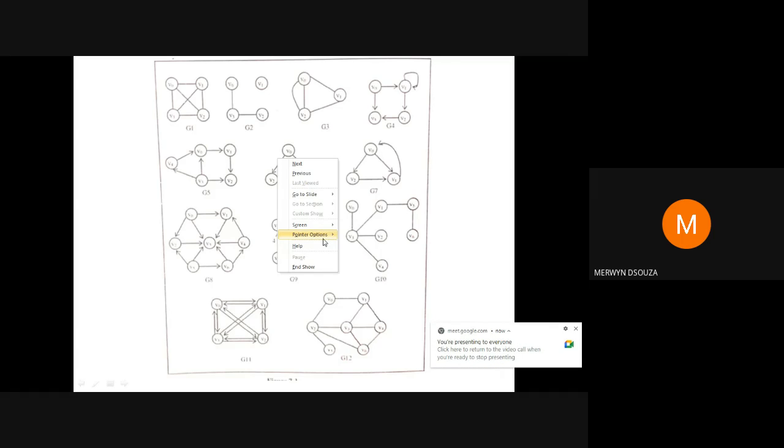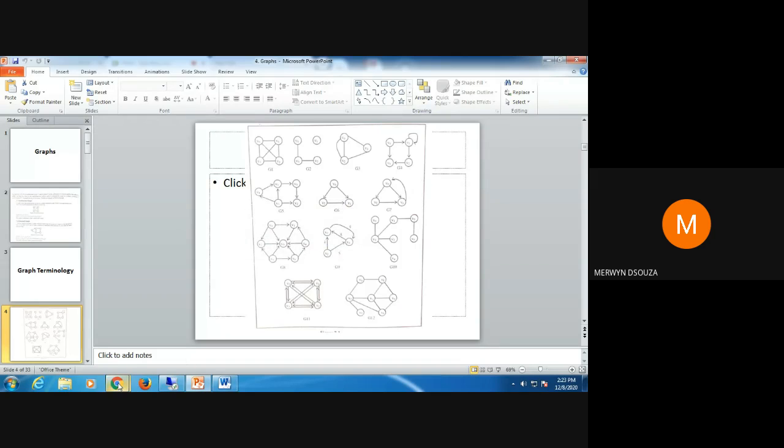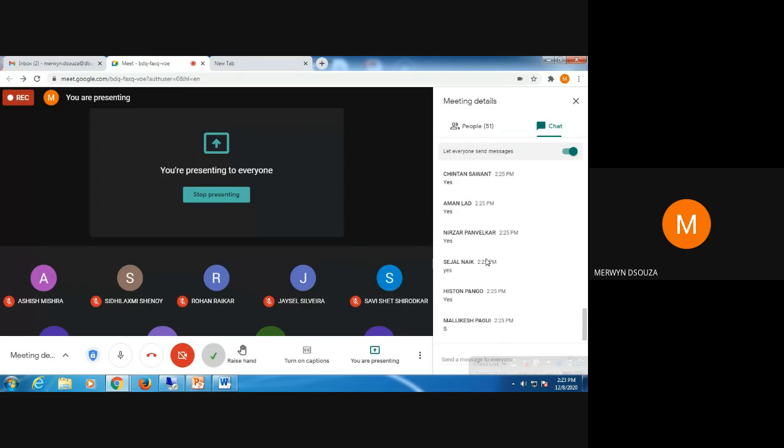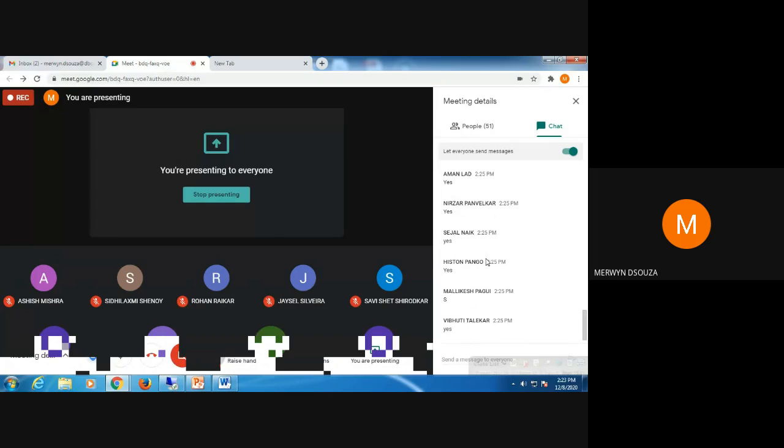What about these two? What about this and this? This is V4 and this is V1. Are they adjacent? Yes, they are adjacent because there is an edge present between them.